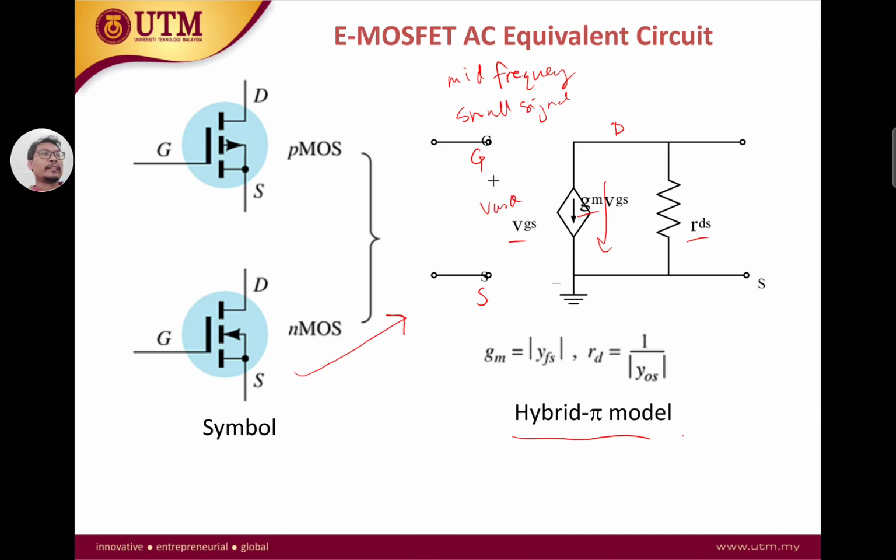gm and rds are new variables that we have not looked at in our DC analysis. So we're going to look into more detail at what gm and rds actually are, and how we can calculate them.